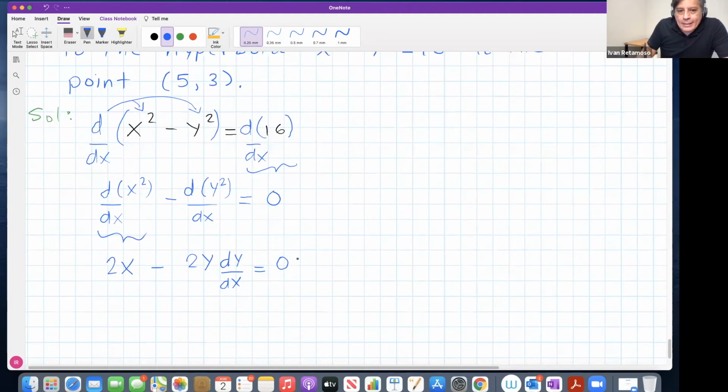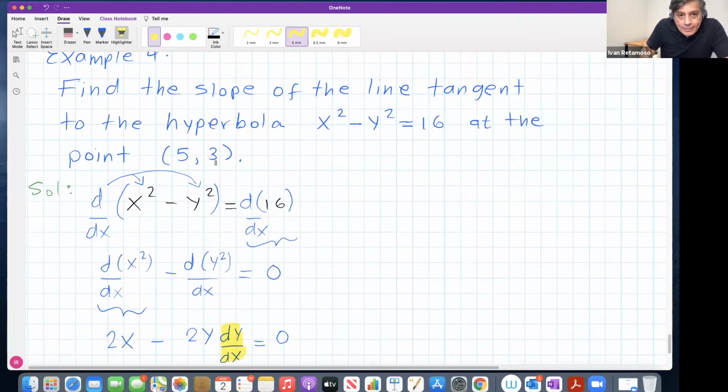Now, guys, I have to isolate this guy, because this derivative, remember, will give me the slope of the tangent line, which is what they're asking me to find. Find the slope of the tangent line. That's the derivative at this point. All right, great.